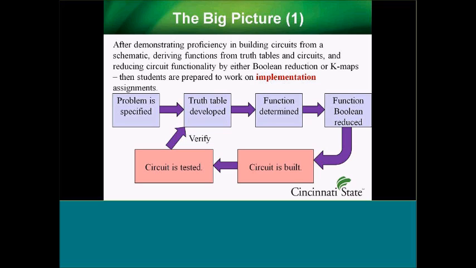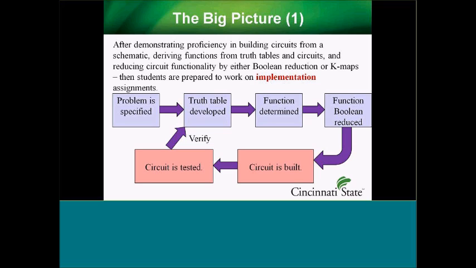And, as it says in the chart here, you specify a problem, you build a truth table, determine a function, reduce it through some method, usually K-maps or something. You build it, you test it, you verify it against the original truth table and see if that's what you have. So this sequence of events is the culmination of the first part. And it's kind of a milestone in the class, being able to do that.